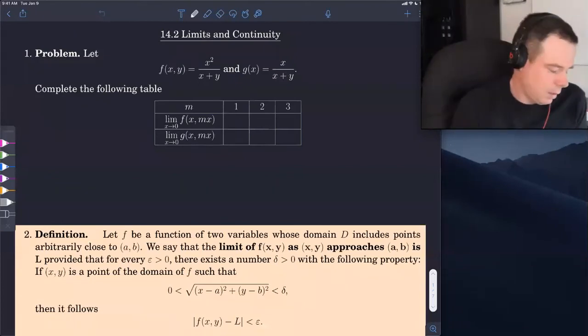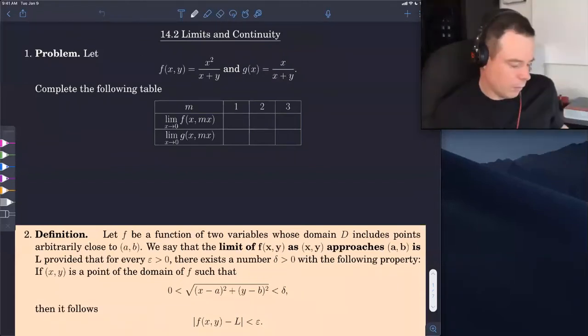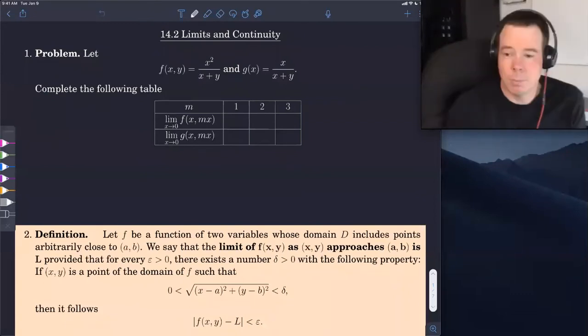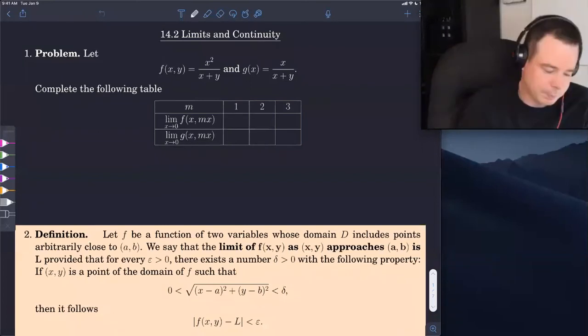We're into section 14.2, and this is limits and continuity of functions of multiple variables. So multivariable functions. And I'm just going to start off with a problem. We've got two functions here. f of x, y is equal to x squared over x plus y. And another function g of x, y is equal to x over x plus y.